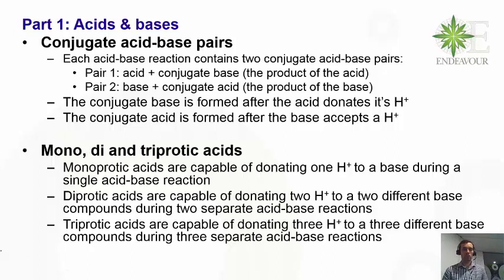And the most recent thing we saw was the difference between our mono, di, and triprotic acids. So the monoprotic acids had the ability to give away 1 H+, diprotic could give away 2 H+ in 2 different acid-base reactions, and the triprotic actually had 3 H+ to give away to 3 bases within 3 separate acid-base reactions.